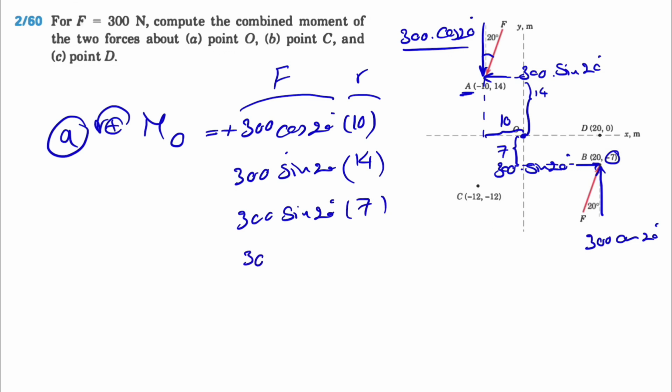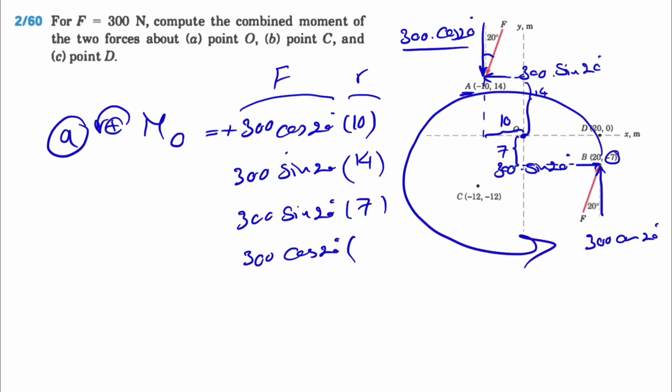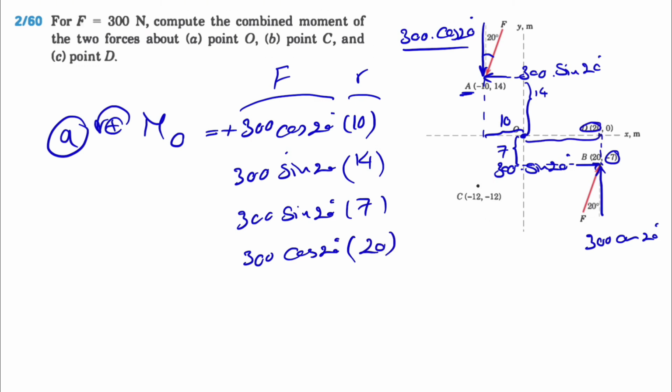And if we want to go with the 300 cosine of 20 degrees, again the moment counterclockwise, so positive, and the distance would be, this is the line of action, so here, which would be the X of point D, and that's going to give us 20.